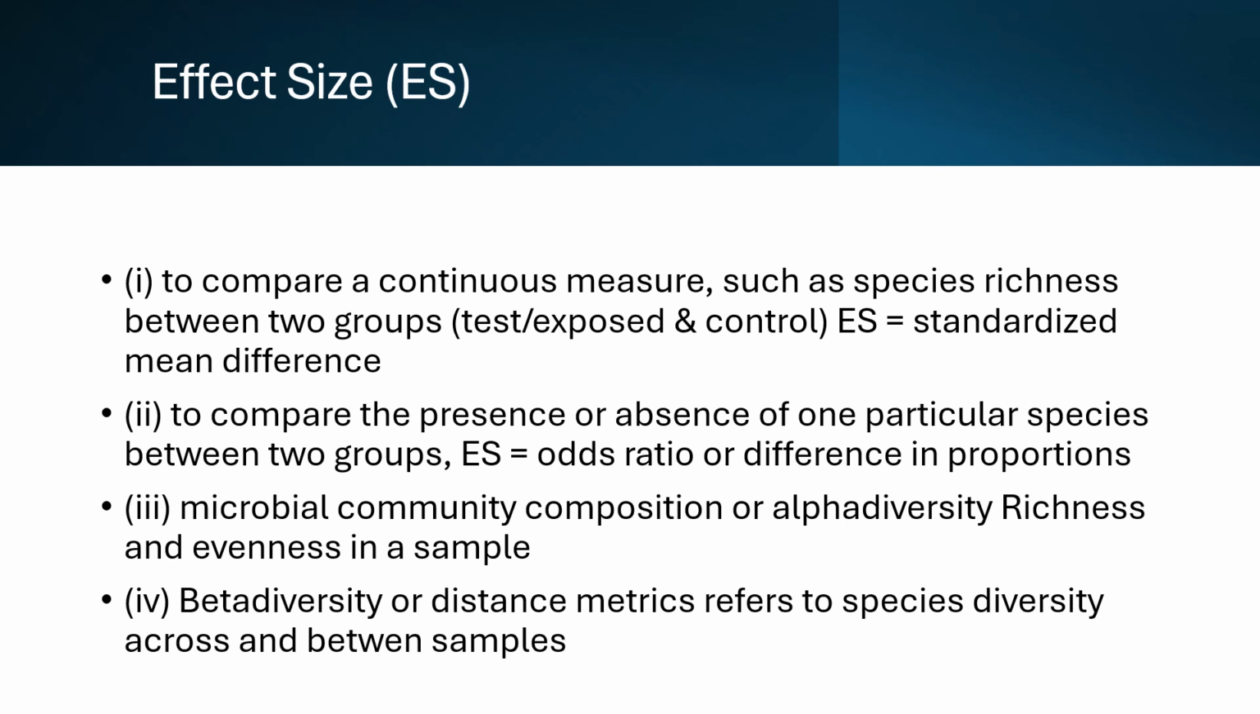Third, alpha diversity is within a sample and accounts for the richness and evenness of the species. Beta diversity is across samples and tells us how diverse they are. Alpha and beta diversity and sample size calculation with them as effect sizes are explained in detail in the next few slides.